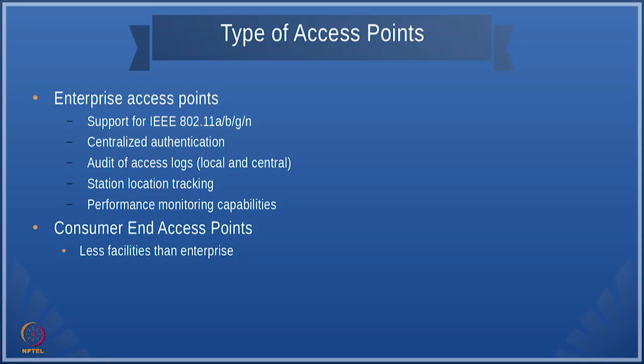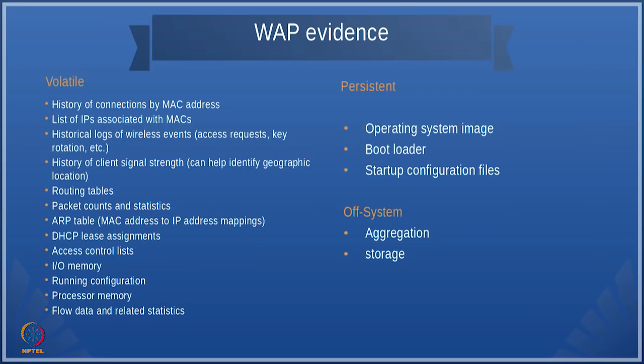So, what sort of evidence can be collected from a WAP? There are three types of evidence that are collected from a wireless access point. One is the volatile evidence, the other is the persistent evidence, and the third is off-system evidence. Off-system essentially is the aggregation of the logs and things like where you have authenticated, etcetera. That is the easiest part. Persistent storage is, for example, in Cisco devices, you can run show running-config and things like that, and then take the configuration of the device.